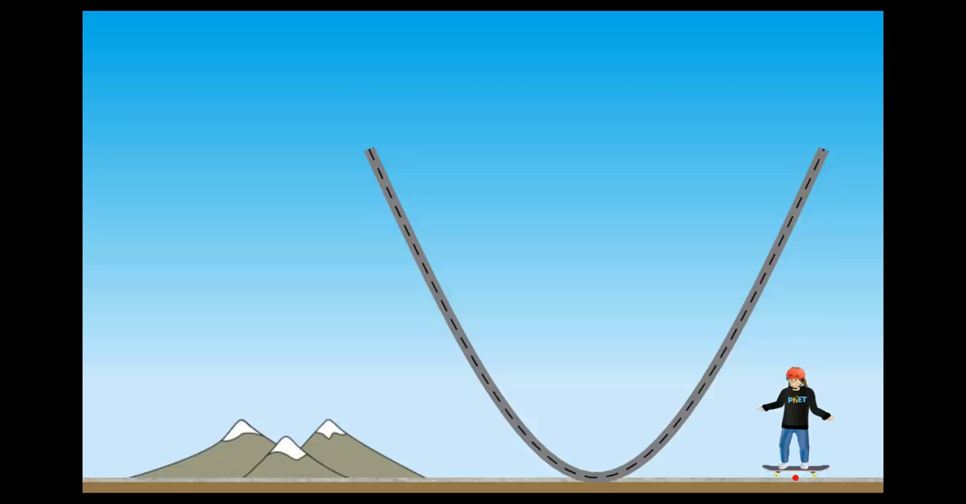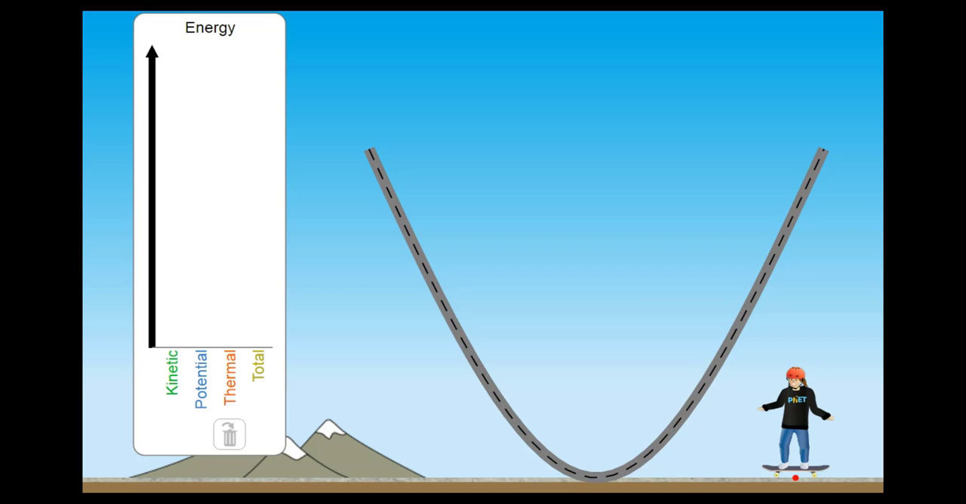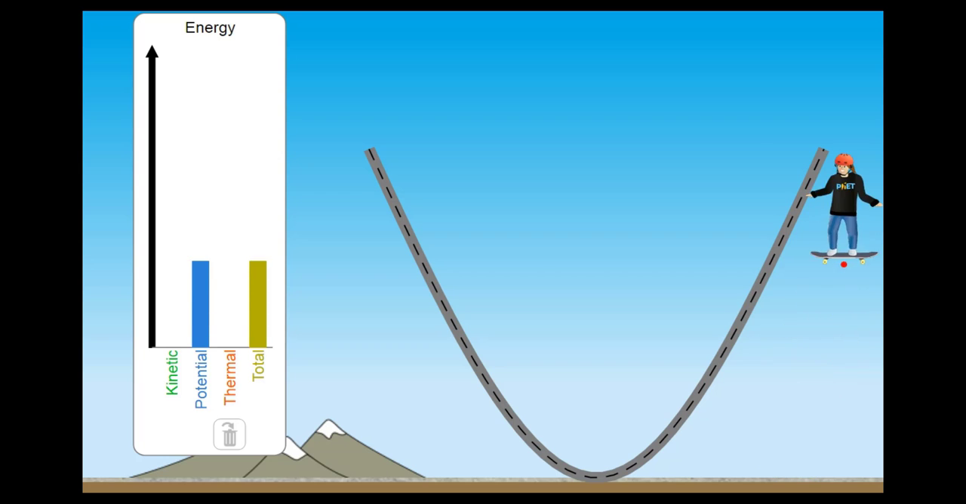Okay, in this simulation we're going to take a look at the skateboarder that's going to ride this half pipe. On the left we have a bar graph, and that will show the amount of potential energy, kinetic energy, and the total energy that the skateboarder has. So I'm going to bring the skateboarder up to the top of the half pipe, and you can see I've loaded him up with potential energy. And right now he's not moving, so the potential energy is equal to the total energy.